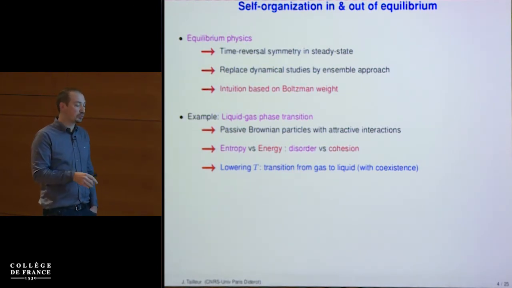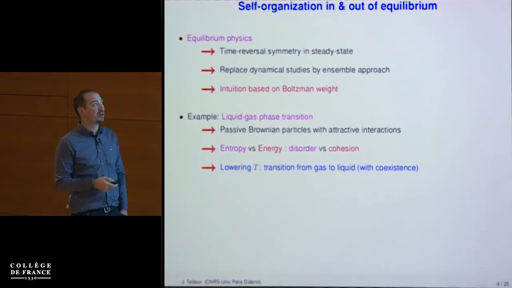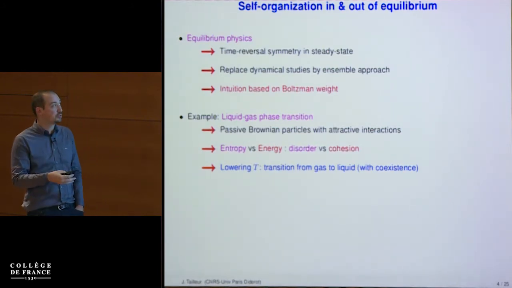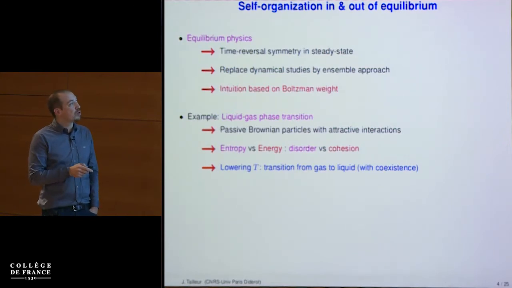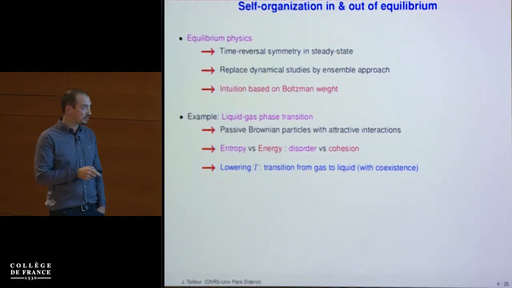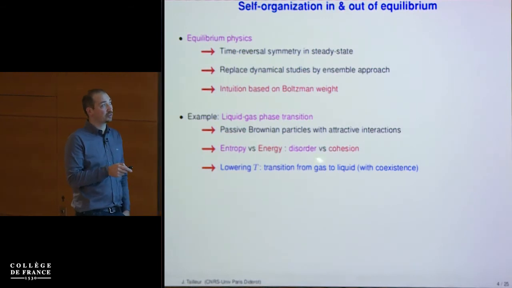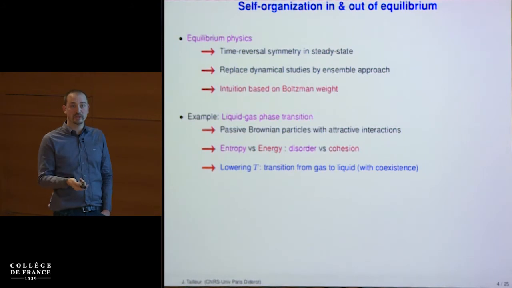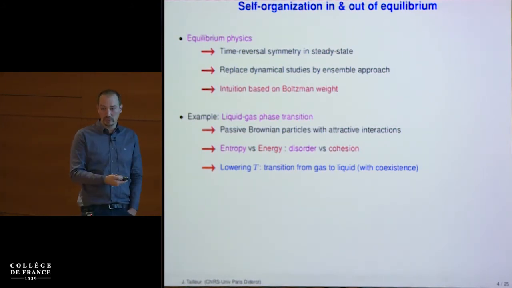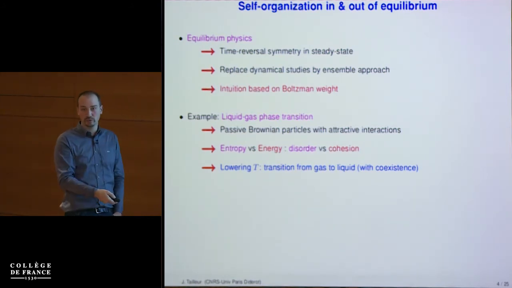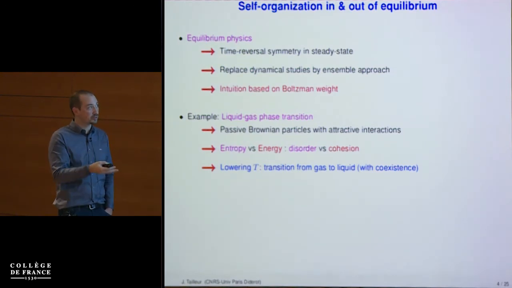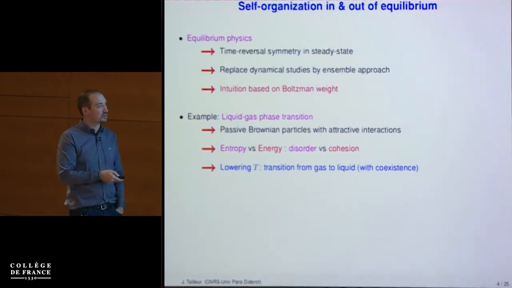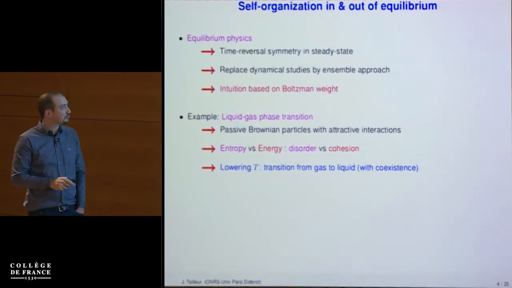Entropy will tell you that you want to minimize the information you have on the configuration. So you want to maximize disorder, which promotes a gaseous phase. While if you have attractive interactions, the energy will favor cohesion. So because the ratio between the two will be controlled by temperature, you know that at high temperature, entropy will win. You'll see a gas. And as you lower the temperature, the energy will win. You'll get a phase transition. And you'll go from a gas state to a liquid, and maybe with coexistence if you're in the canonical ensemble.